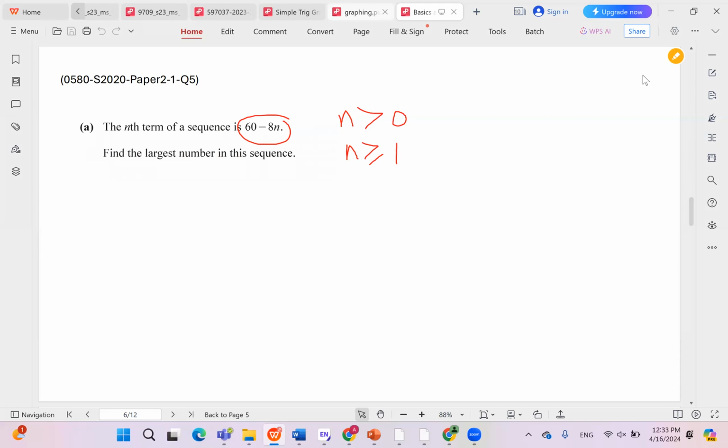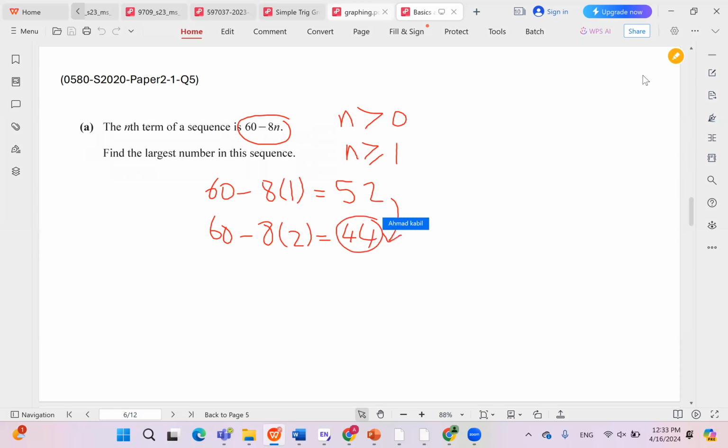So if we put n as 1, we get 60 minus 8 times 1, and this is equal to 52. If you put n as 2, for example, you get 60 minus 16. 8 times 2 is 16. So this is 44. So you can see that the value is decreasing. So the first is going to be the largest number here. And any value after that will keep decreasing. So therefore, the largest value here is going to be 52. This is going to be our final answer.